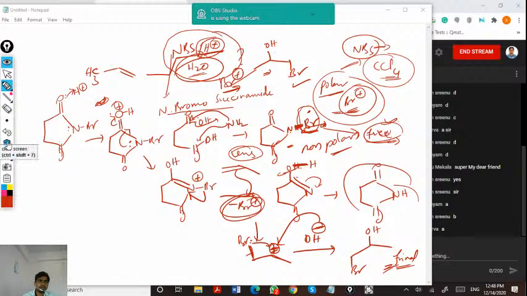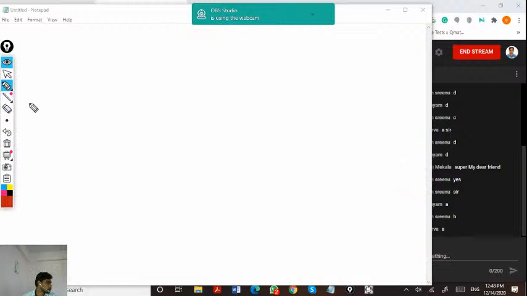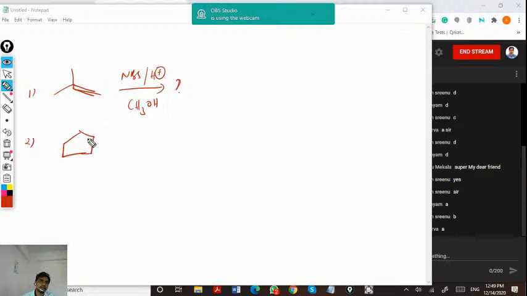So workouts for today. NBS, H plus, and here I am taking methanol. Yesterday also I gave one example with methanol. So what could be the product? Write the product and submit it in the WhatsApp. Everyday submission should be there because I am giving everyday workouts. If you follow the class and follow the workouts, then it will be complete. Otherwise, it will be incomplete preparation.